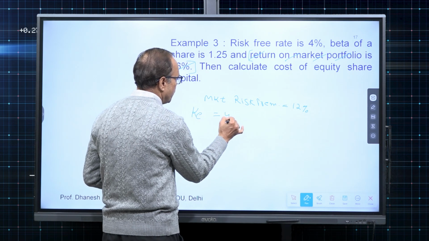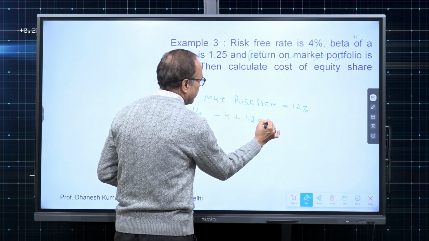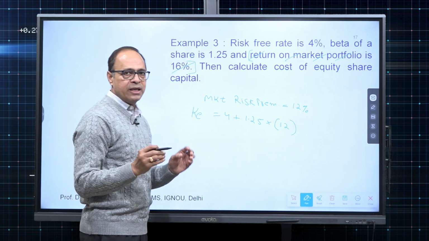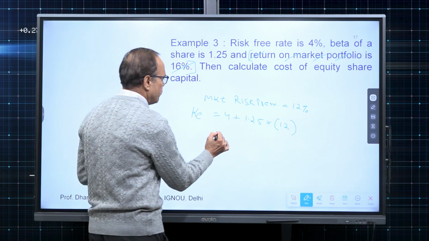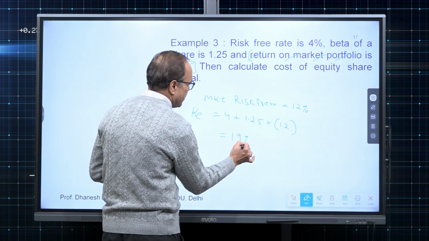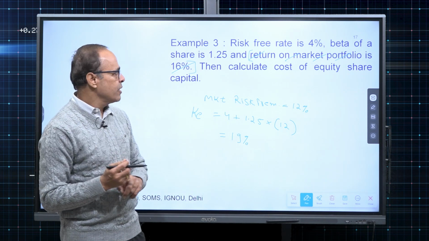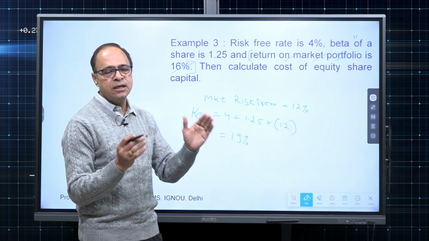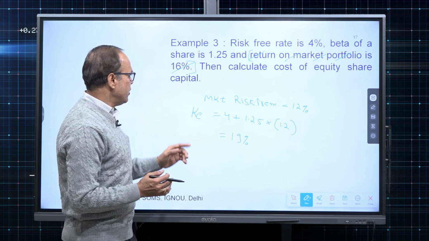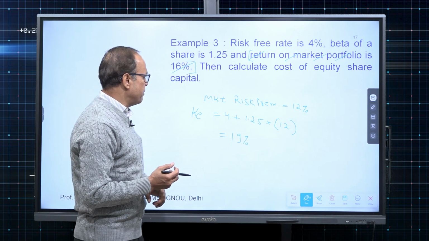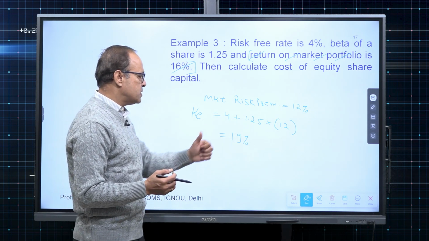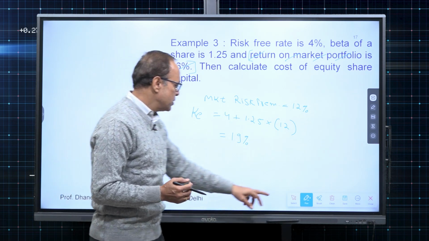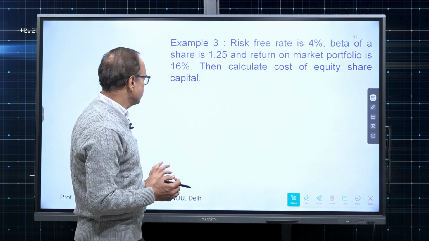KE equals to 4 plus 1.25. Now, this time we are straightway given 12, the gap between 16 and 4. So, we can straightway plug in 12, and now we will get the same answer, 19%. So, just pay attention to the language of the question. If market return is given, use market return minus risk-free return as market premium or market risk premium. Or if language is like this, market risk premium or market premium, then use straightway the same value to calculate KE. So, this is the way CAPM approach can be used for calculating cost of equity capital.